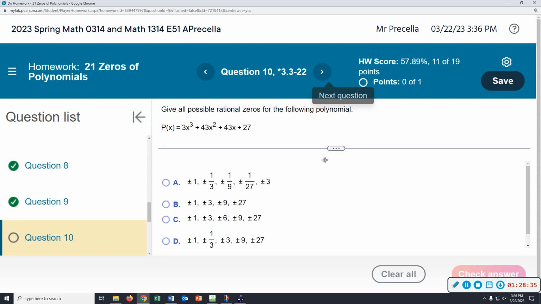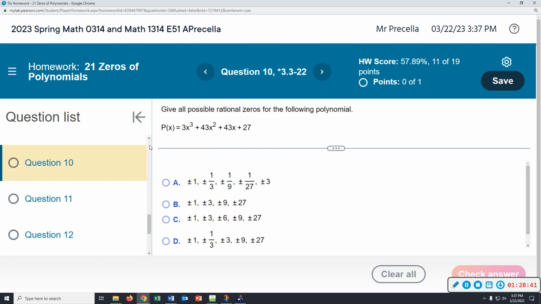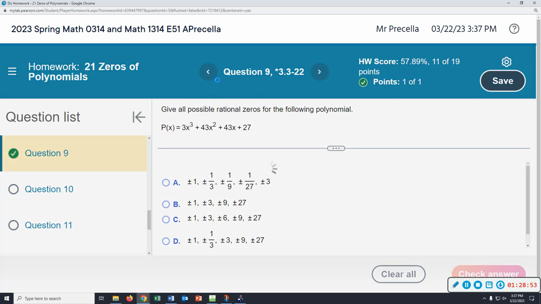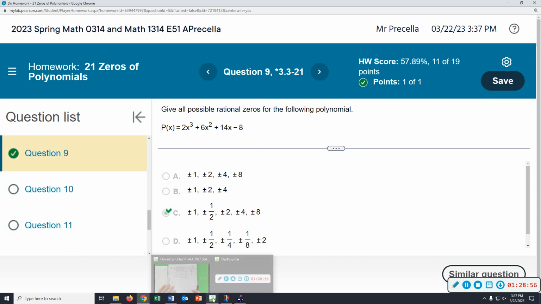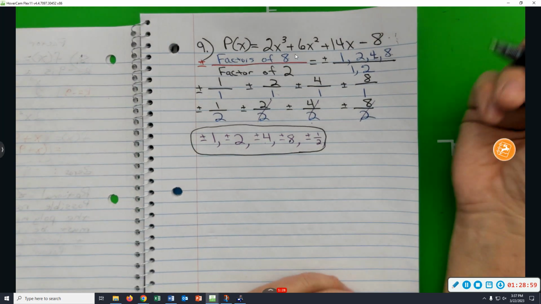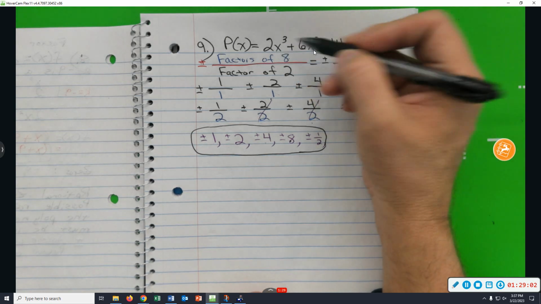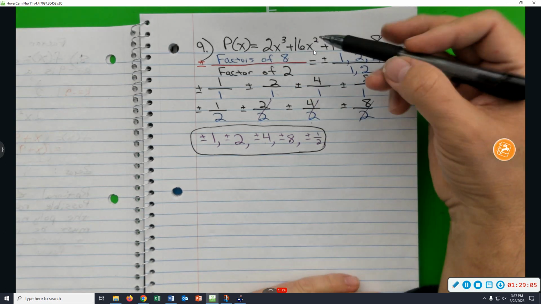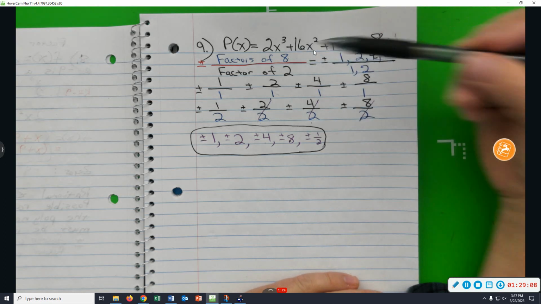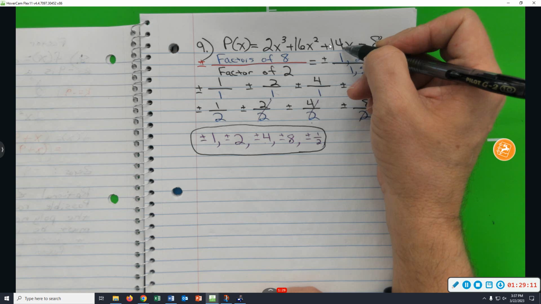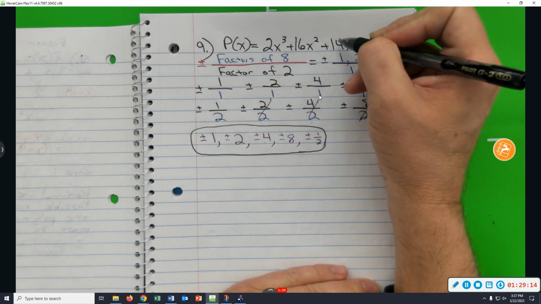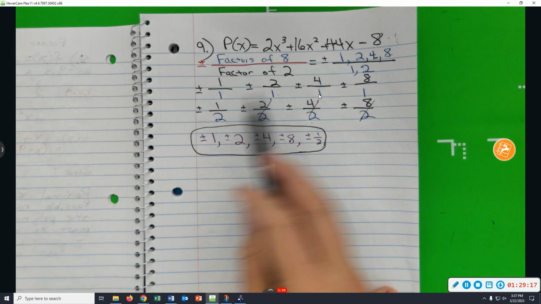But let's do another one. Okay, number 10. Are those 43s going to be used for anything on this particular problem? Look back at this one here. On number 9, look at my work. Suppose I asked you, find all the zeros of 2x cubed plus 16x, or the possible rational zeros. Suppose instead of a 6, that was a 16, and then suppose instead of that being a 14, it was a 44. Would that change anything?